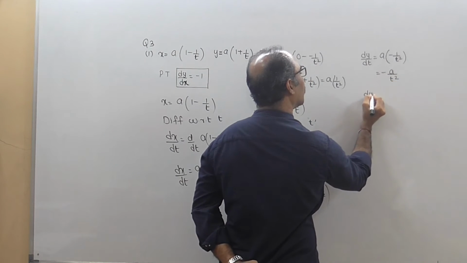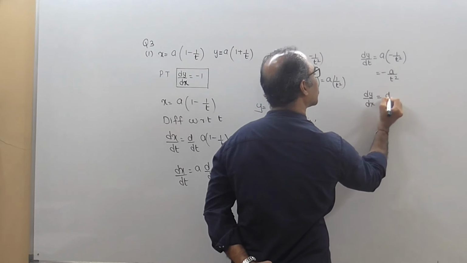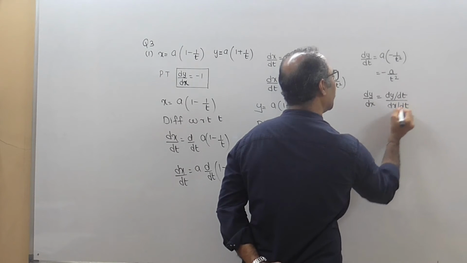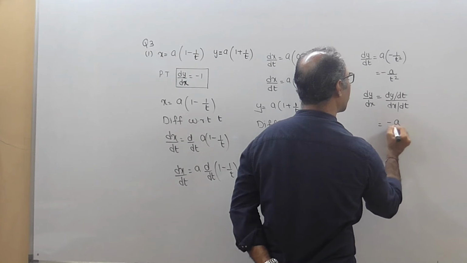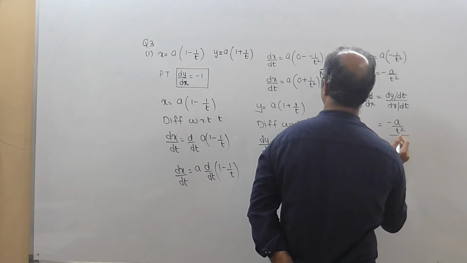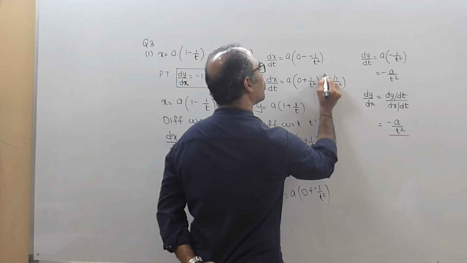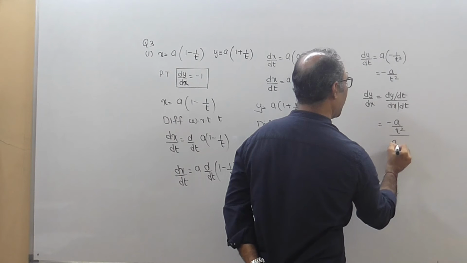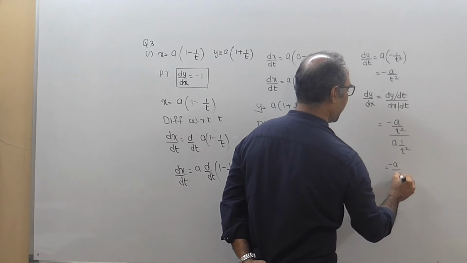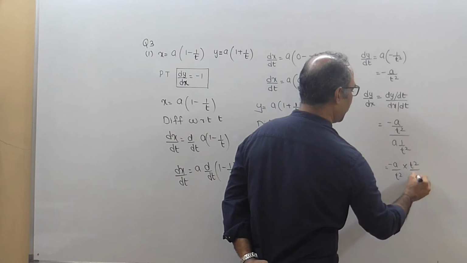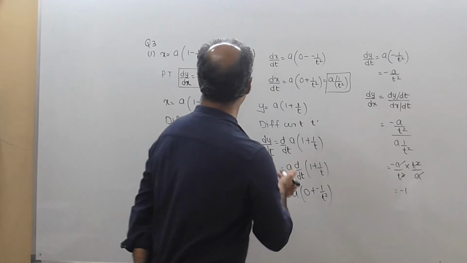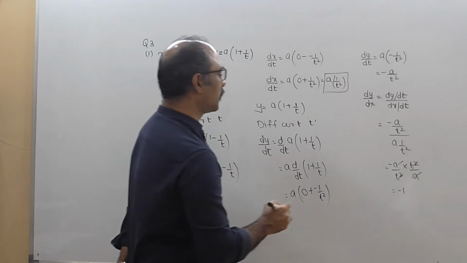We have to find the value for dy by dx. Parametric function, dy by dx equal to dy by dt upon dx upon dt. dy upon dt is minus a upon t square, and dx upon dt is a into 1 upon t square. So this is minus a upon t square multiplied by t square upon a. This cancels. I think the answer is minus 1. Therefore, you have proved dy by dx equal to minus 1.